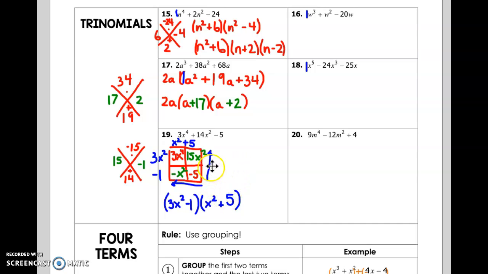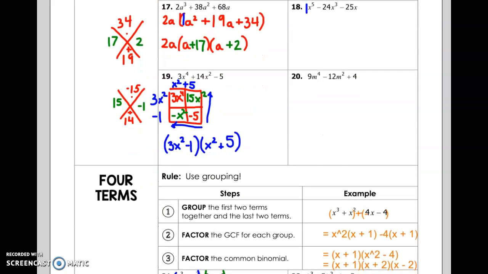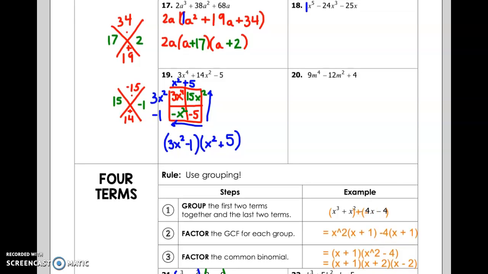If you don't like the box, remember, once we get to this point, you can do what we're going to talk about right now. Use grouping. Okay, group the first two terms, so you could have 3x to the 4th plus 15x squared grouped together, and then the last two terms, negative x squared minus 5, group those together. So for example, that's what I did here. Group my first two terms, my last two terms. This had a negative in between, so I just put a plus in between and moved the negative to the negative 4x. Okay, and then we're going to factor out the GCF for each group.